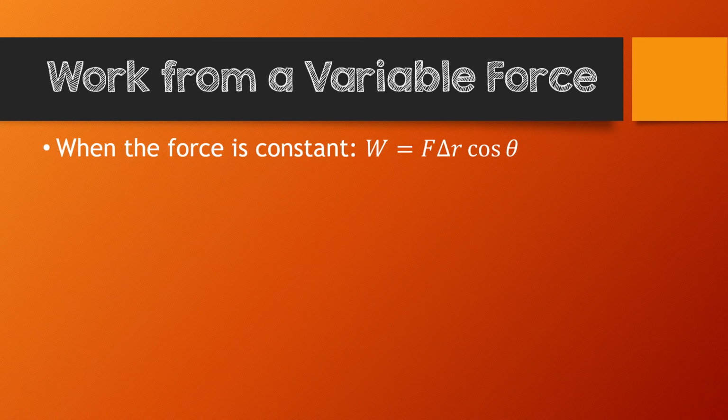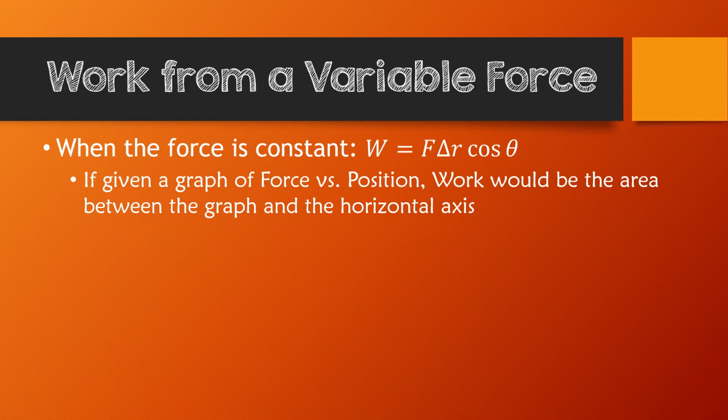We've previously learned that when force is constant, we can find the work done from the force by using the dot product. So we know that work is equal to F dot delta R, and we can find the dot product by doing the magnitude of force times the magnitude of displacement times the cosine of the angle between the force and the displacement.